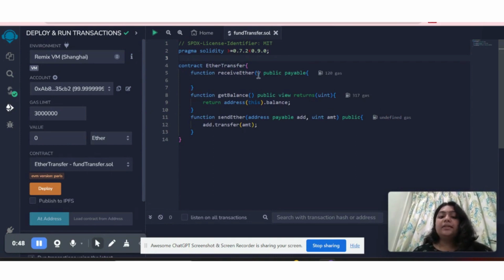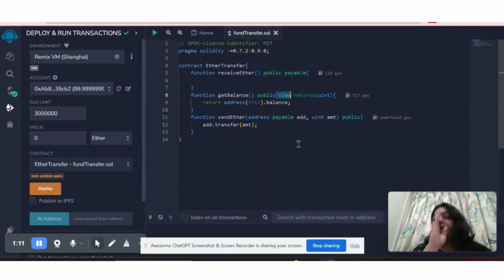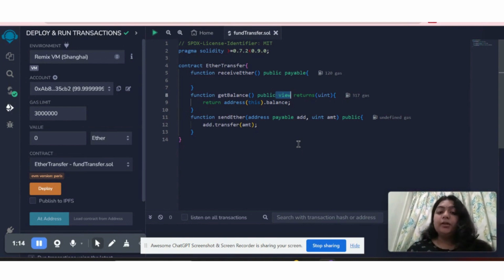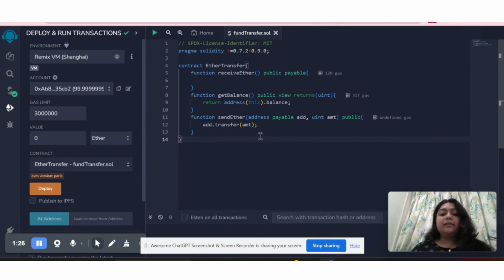The function receiveEther, as we discussed, checks whether the sent amount is being received by the other user. getBalance is for getting the balance, so after every transaction we can check what the balance in the account is. Why do you think we used view to get the balance? It is because view cannot be edited or modified. It can just be seen or read. So getBalance is a non-modifying function. It can only be viewed after every transaction. sendEther is for sending some amount from one account to the other.